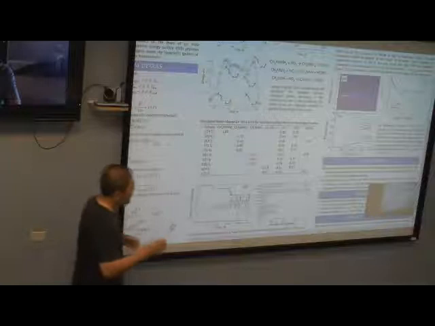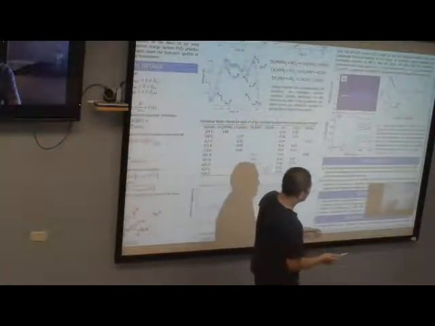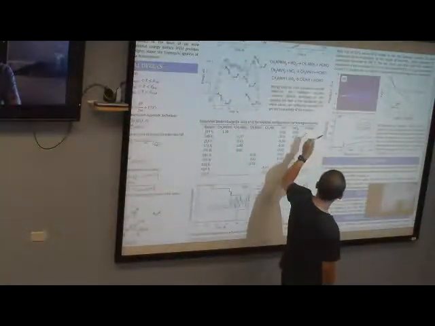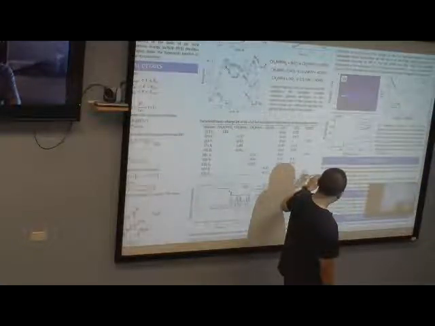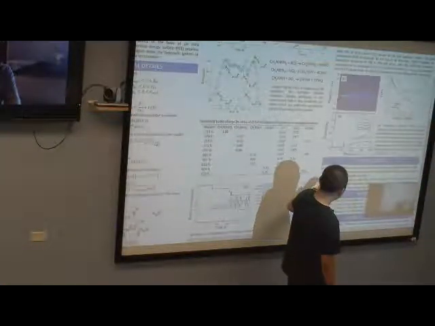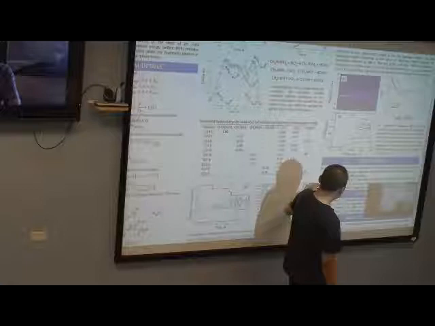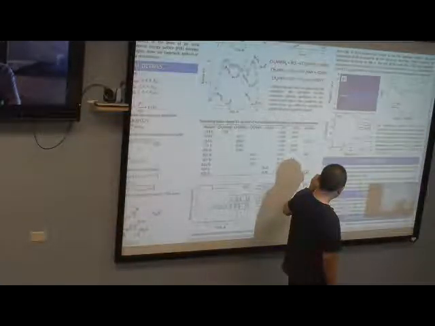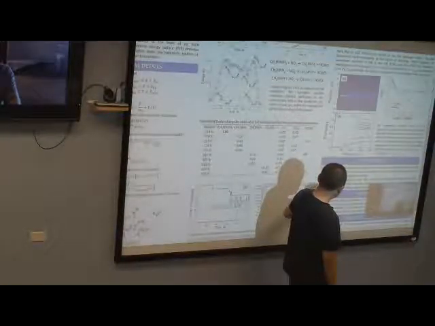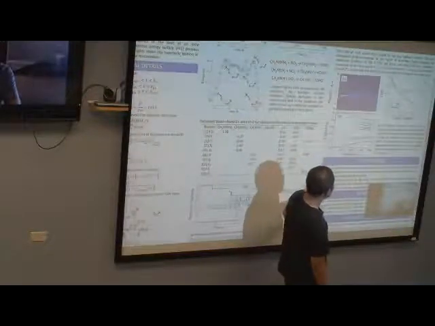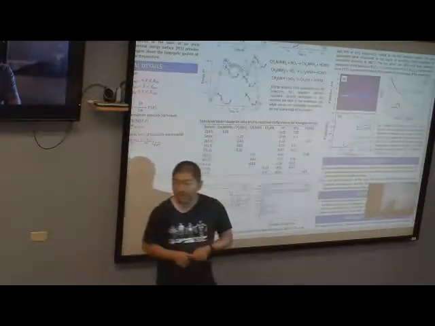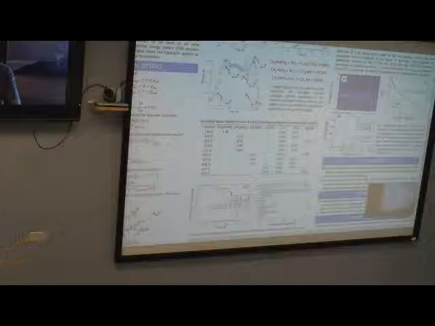So my result is, first, AIMD calculations can be used to capture the chemical reaction of this hypergolic system. And also, through the wave packet, we can see the hydrogen channeling is responsible for this reaction. That's it. Okay, thank you.